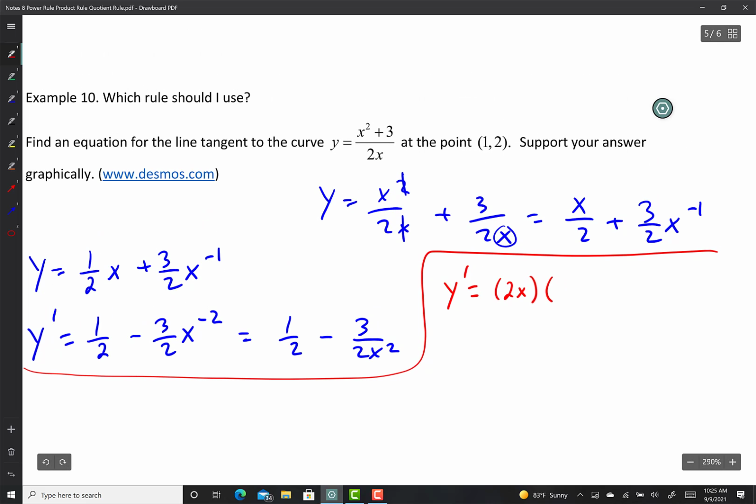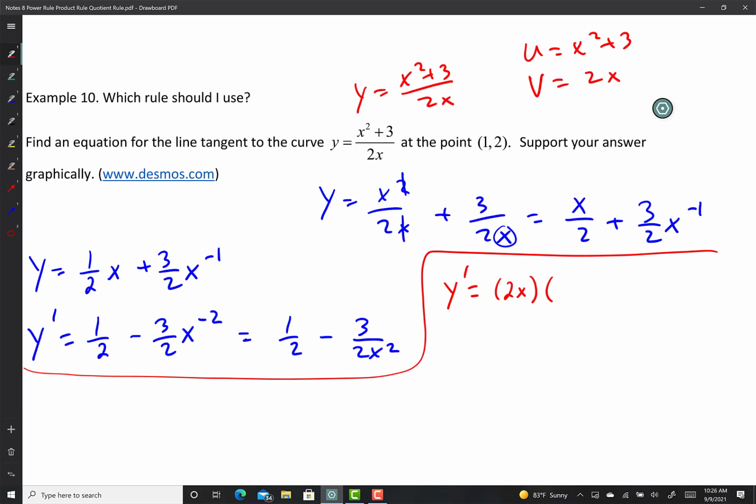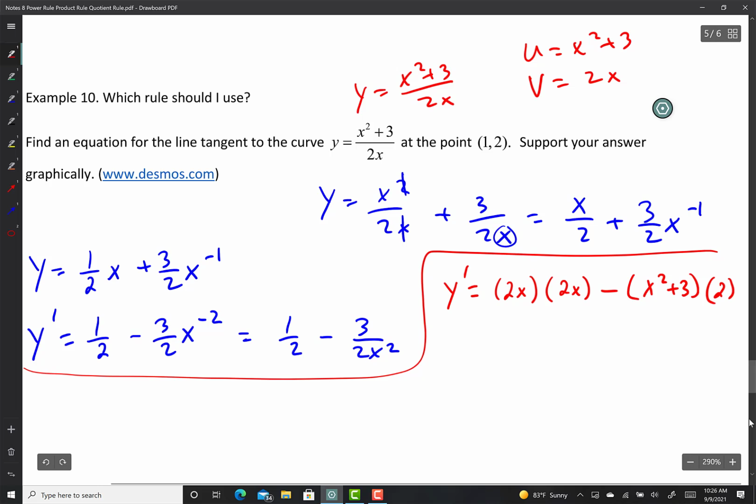Y equals x squared plus 3 over 2x. U is equal to x squared plus 3. V is equal to 2x. The top one is the U, the bottom one is the V. So low d high, so 2x, the bottom, times derivative of the top. What's the derivative of x squared plus 3? 2x. Minus high d low. So I write x squared plus 3 times the derivative of the bottom. What's the derivative of 2x? 2, all over what? Low squared.